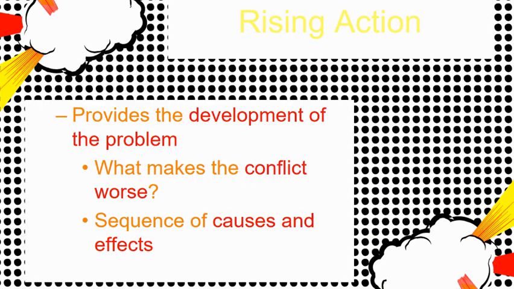The next part of the plot is what we call the rising action. This is the development of the problem. So you have to think, how does each event make the conflict worse? This is the part of the story that is really a sequence of causes and effects. And this is what's pushing the story along or moving the story along. Again, thinking back to that character response chart that we did, we know that every event had an effect. And that effect is what moved the story along.